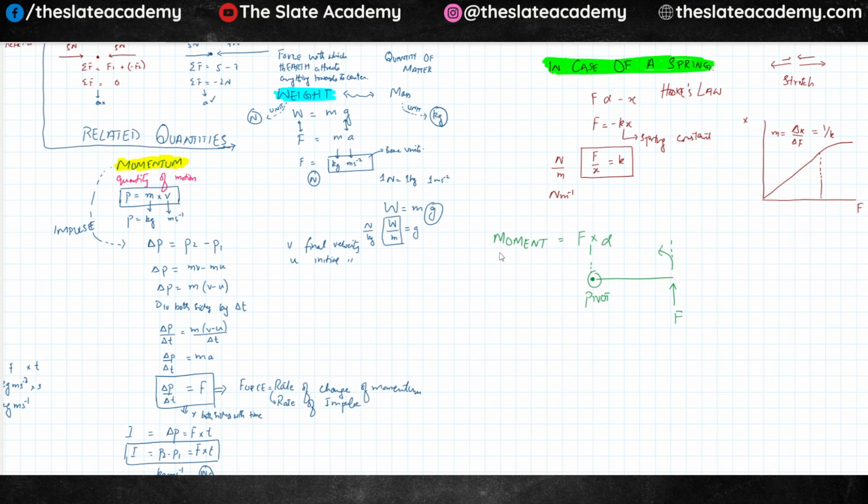So moment you can call the turning effect in a body. As for the unit, force is measured in newtons, distance is measured in meters, so the unit for moment would be newton meters. Understood?